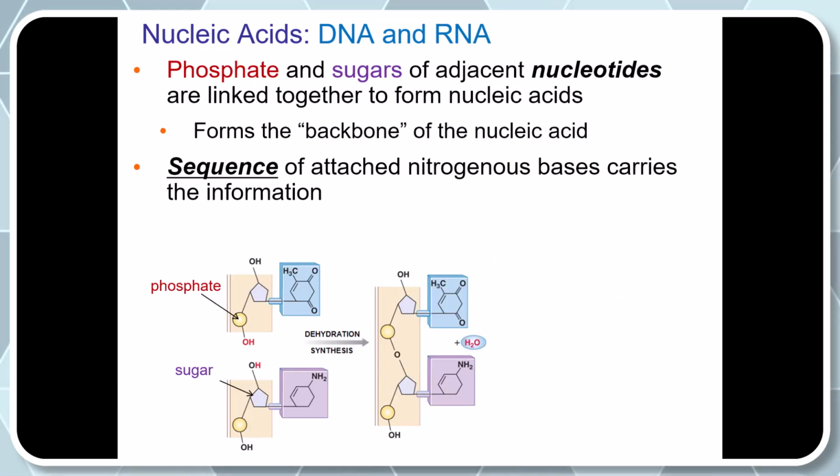So in DNA and RNA, the phosphates and sugars are hooked together, and we do that with dehydration synthesis, and we get a sugar phosphate backbone of the nucleic acid, and then the sequence of information is actually carried out in these nitrogenous bases here.